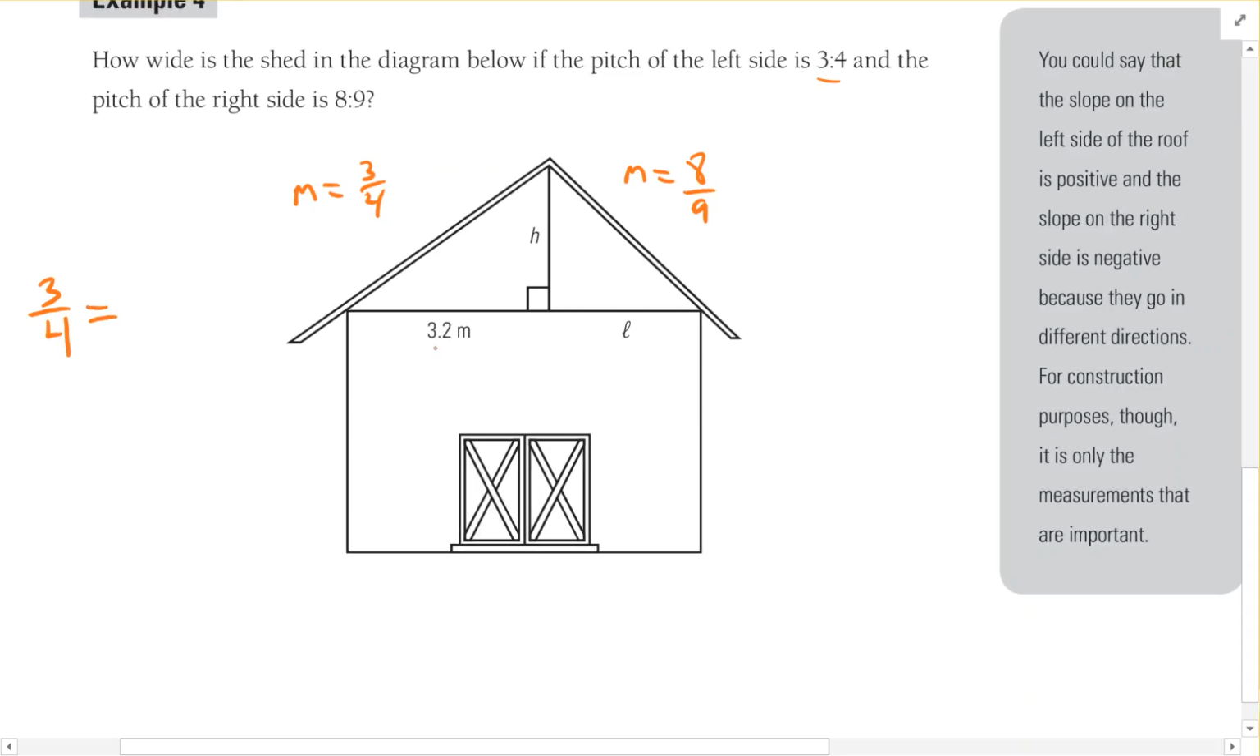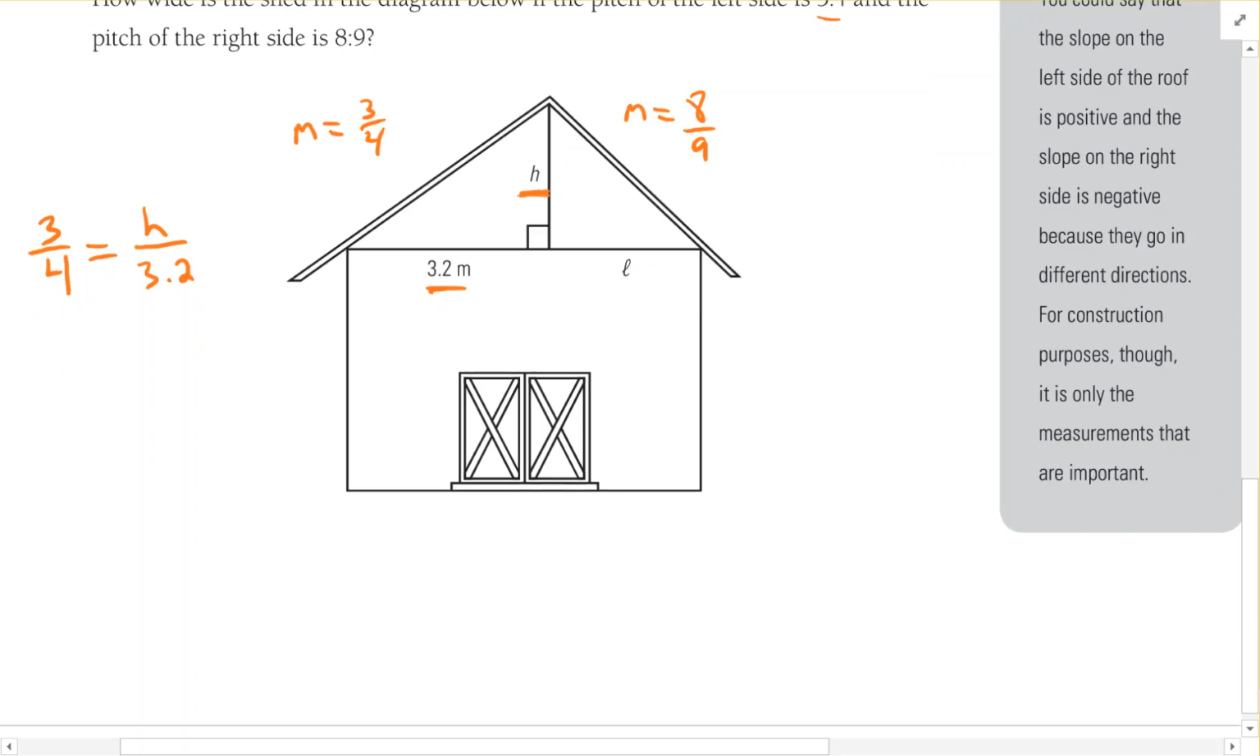That's got to be equal to my rise, whatever h is, over my run. So I'm going to be able to figure out what h is if I do this. So let's rewrite this now. It's just h, my rise, over 3.2, right? The slope has to be that. So what is h? And then once we figure out h, we can use that to figure out L. That's kind of our missing info here. So let's go ahead and figure out what h is here.